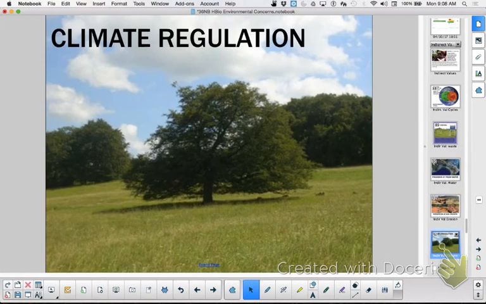Another thing is having species out there helps regulate your climate, so it's not so hot. Trees provide natural shade and natural air conditioning. Globally, tropical rainforests act as a sink for carbon dioxide. When the trees are burned, the carbon dioxide is released back into the atmosphere.